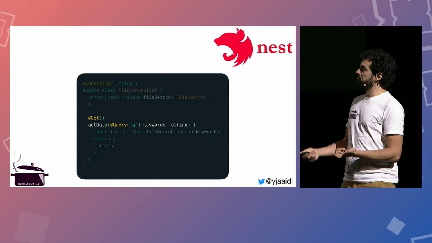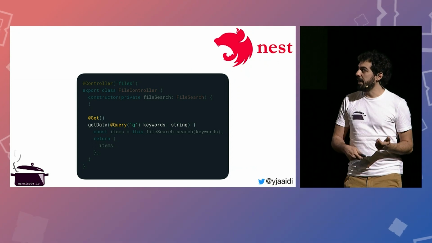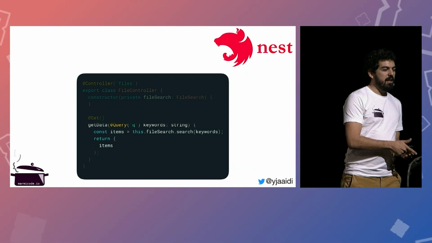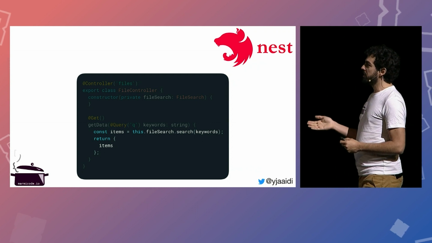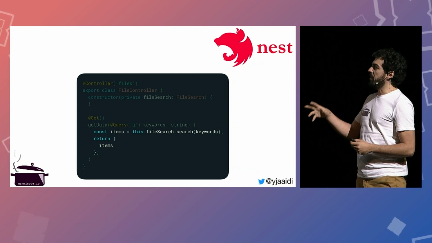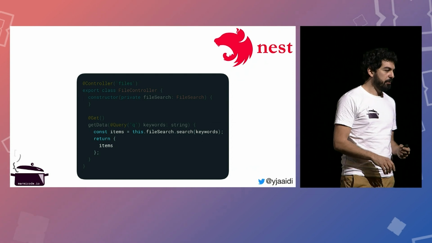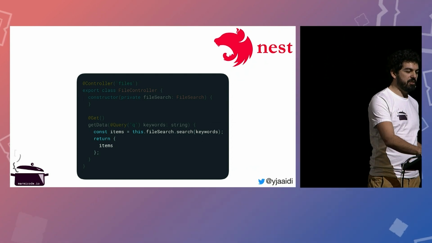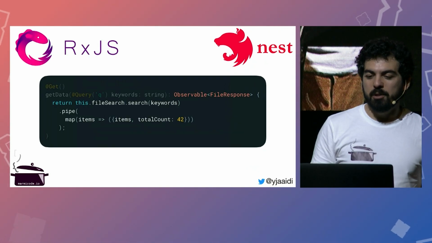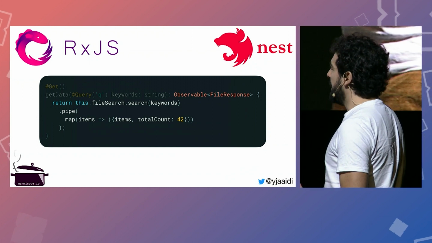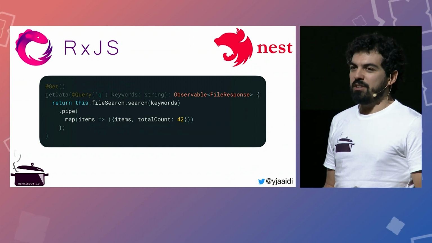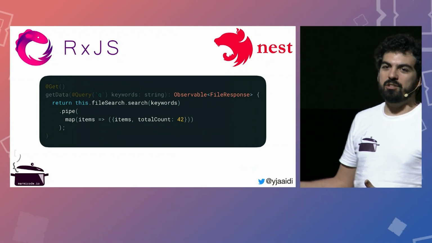And then I'm just going to search my file through the service. So the idea is it's an API that will search files through some query and return the results synchronously, for example, here. The problem is, we're not going to return a synchronous result, of course. We're going to do some asynchronous logic there.